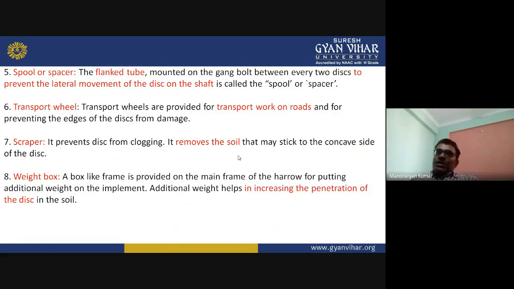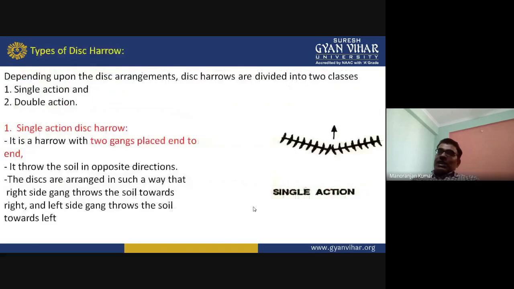The other part of the disc harrow is weight box. A box-like frame is provided on the main frame of the harrow for putting additional weight on the implement. Why is this additional weight put on this harrow? Because it will increase the penetration of the disc in the soil. So that's why the additional weight is provided on the disc harrow. So these are the components of the disc harrow.